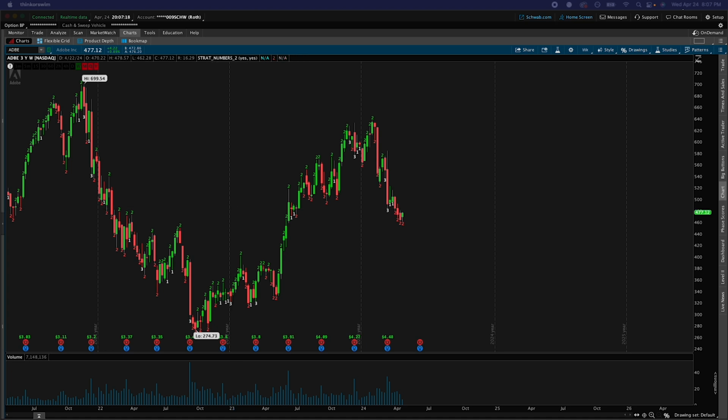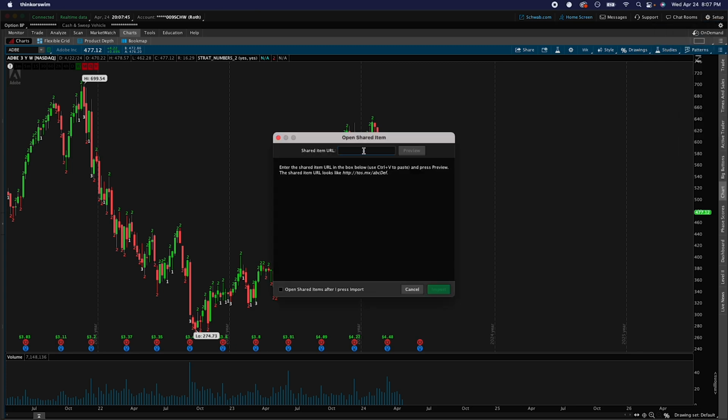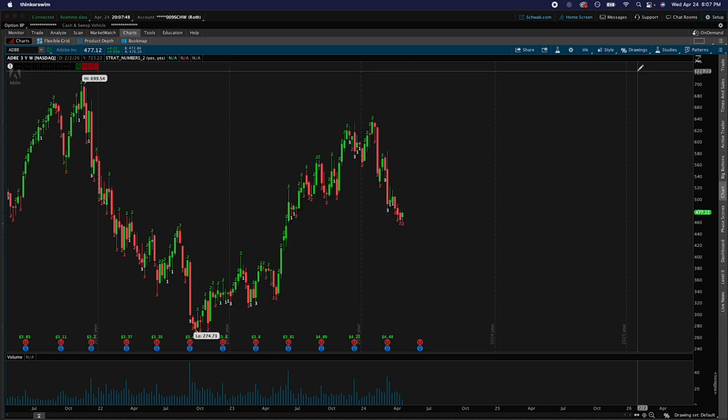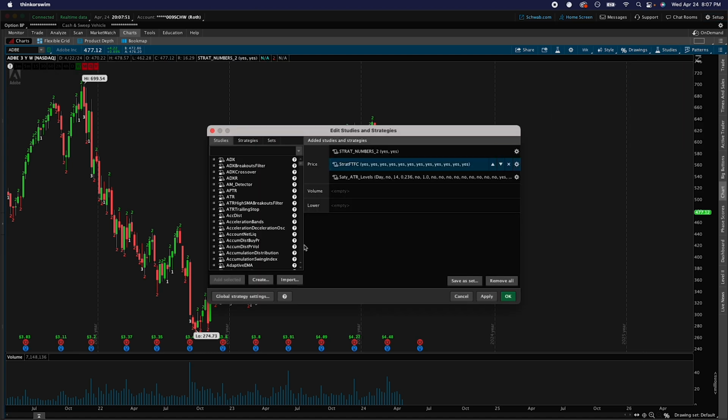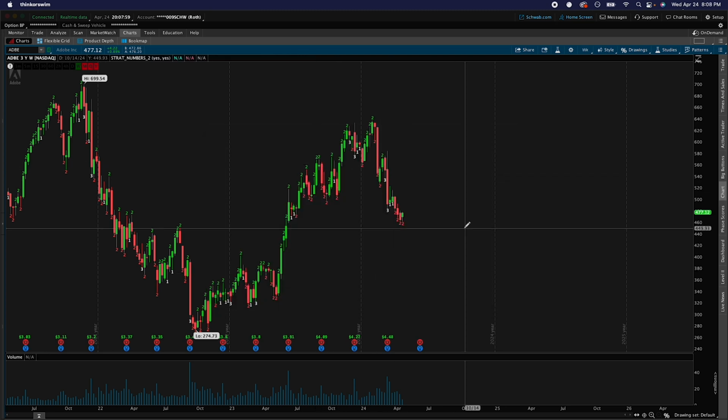Spence asked, do you get the numbers with an indicator? So it depends what you use. If you go to how to use the watch list, I've posted the Thinkorswim indicators, or studies rather, where you can add the candles and time continuity to your chart. You just take those Thinkorswim links or TOS links, go to setup, open shared item, paste that in there, preview, and then import. And then after you do that, you go into your edit studies. It'll be in the list up here. You just search for Strat, and then you just add it to your list, and then you'll have the numbers on your chart.